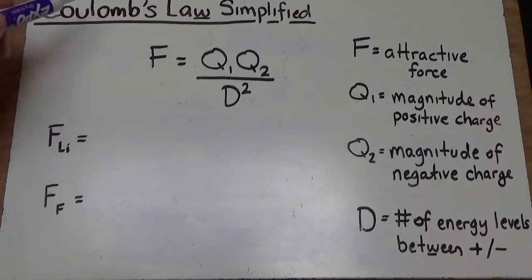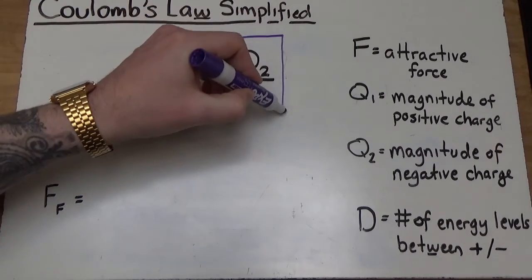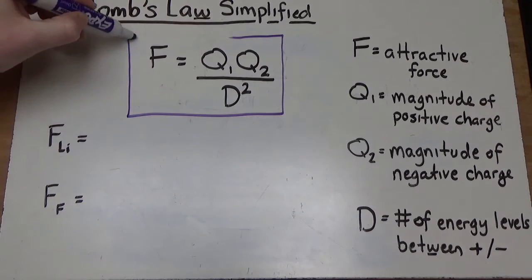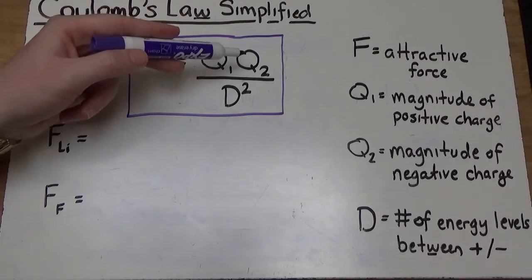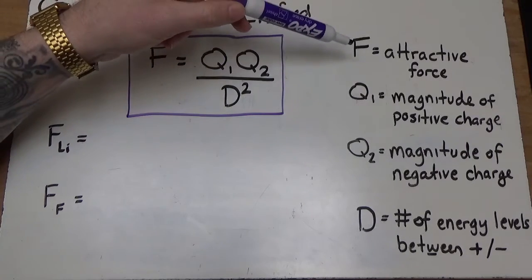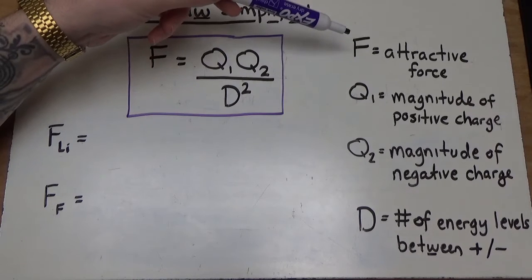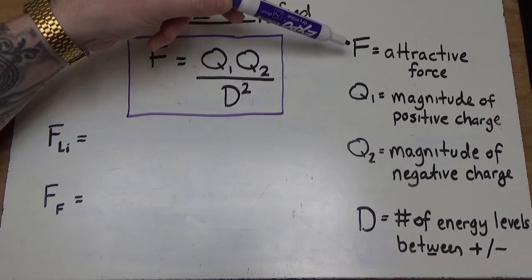First, let's break down what Coulomb's Law says. Coulomb's Law is this. F equals Q1 times Q2 divided by D squared. F is the attractive force between two oppositely charged particles.